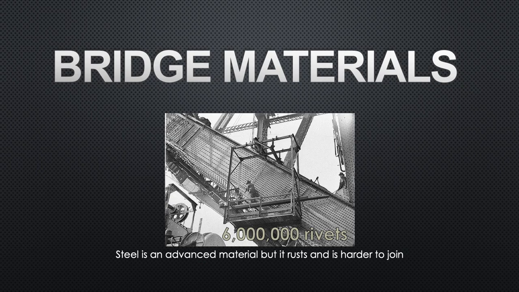Steel became the main way that bridges were built until after World War II. So steel is an advanced material, but it rusts. One of its problems is rust, so we need to either protect it from corrosion or prevent it. And it's harder to join. We can't just join it together with nails. We have to use rivets or welds or bolts.